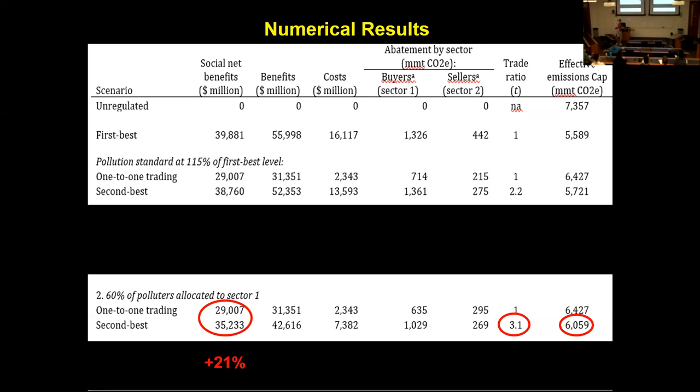What if we allocate fewer polluters to sector 1? We talked about how to choose this psi hat cutoff point: how many polluters are put in sector 1 versus sector 2? You can see that relative to the second best, we have a bit of a drop off now. It goes from almost 39 billion down to about 35 billion. So that has an effect. I've only changed the allocation of polluters by 10%, but I'm starting to see an effect. And now the gains versus conventional markets have declined from 38% to 21%.